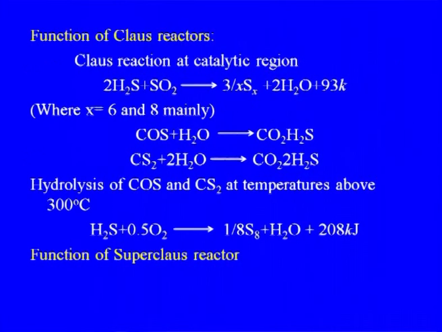These are some of the reactions that take place at the catalytic region, and this is the hydrolysis part which I was telling, of COS and CS2. The H2S is finally oxidized to elemental sulfur. This is the burning process which is taking place. This is the furnace of the Claus reactor where you are generating the sulfur compound.